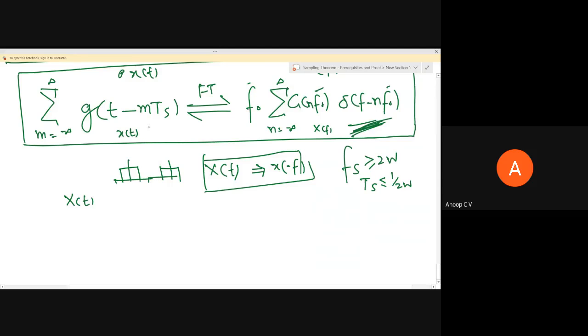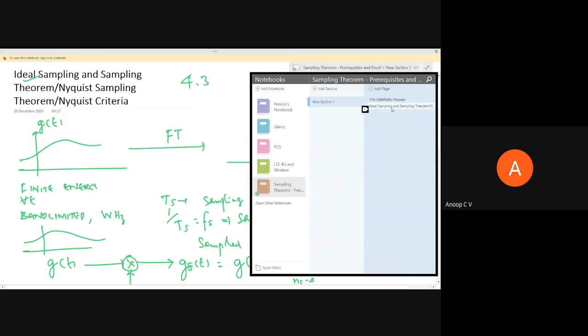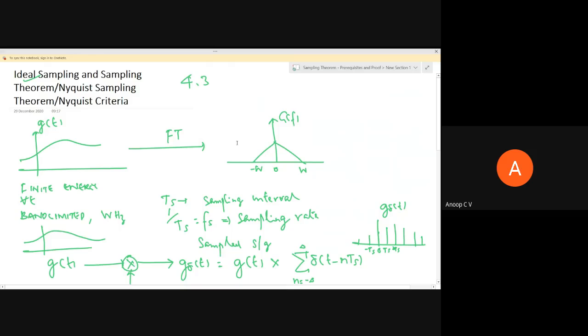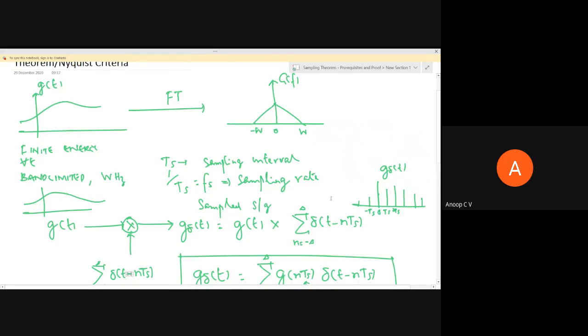So if this is x of t, then x of f will be of this form. This is the result from the last video that we are going to use. I'll just rewrite this result here again. Excuse me, one second.